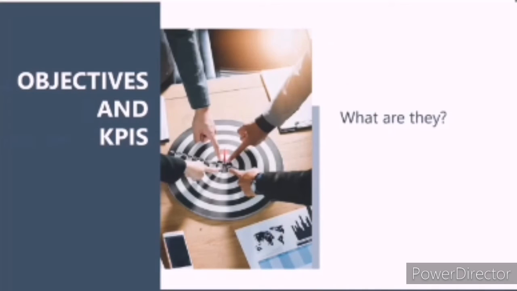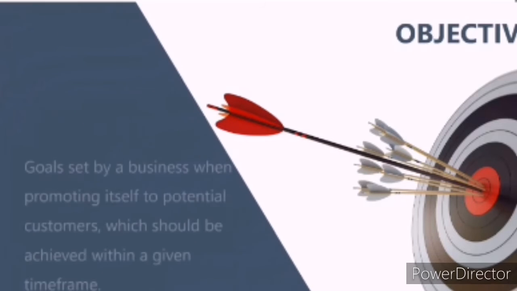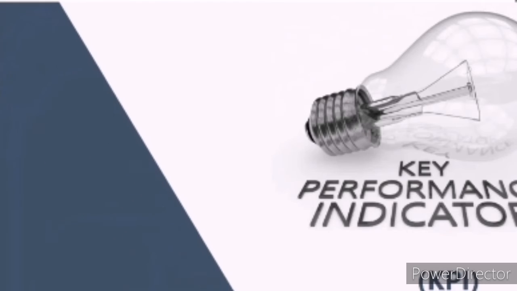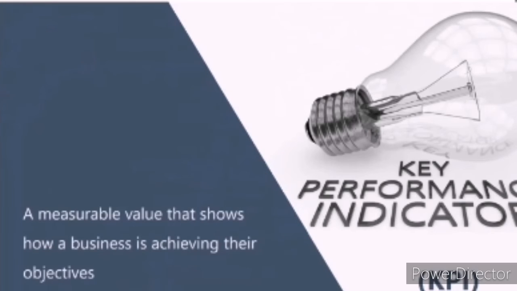Moving on to objectives and KPIs, specifically, what are they and why do we need them? Very important. An objective, or objectives, are goals set by a business when promoting itself to potential customers, which should be achieved within a given time frame. What is that saying? A goal without a plan is just a wish. So it does need to have a time frame for it to be achieved. Then KPIs are key performance indicators, and this is the measurable value or values that show how a business is achieving their objectives. So it's all very well and good saying, I want to do this thing. How do you know that you've achieved that thing? That's what the KPIs are there for, and that's what we will be spending a lot more time on in this module.